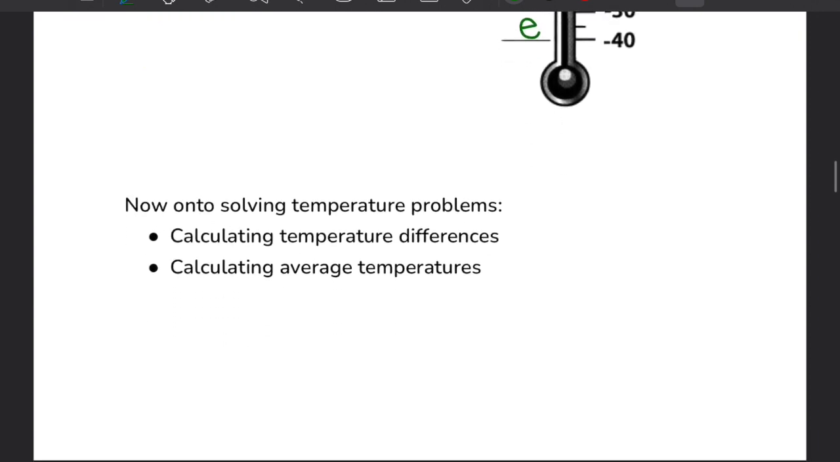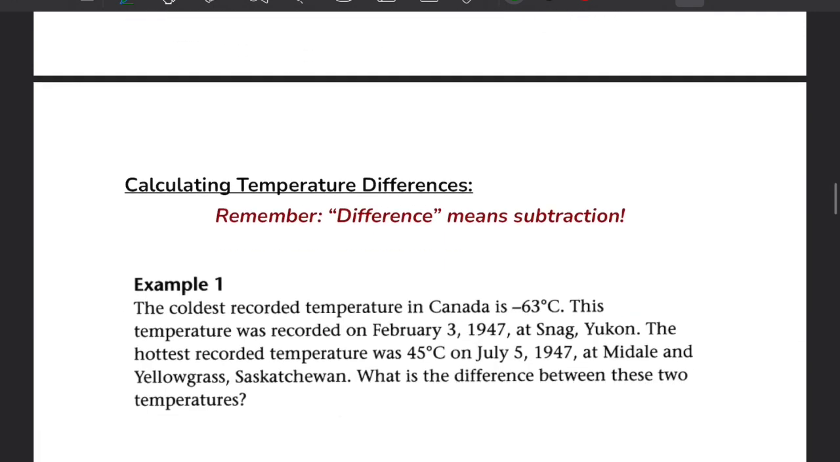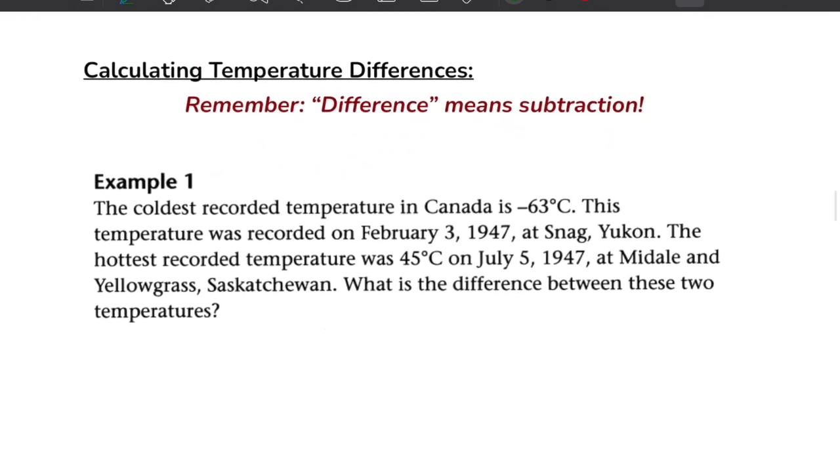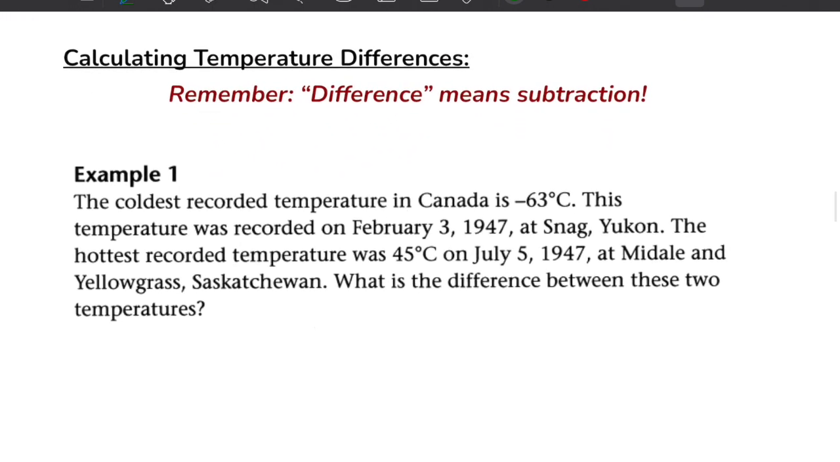So now we're going to move on to temperature problems, and we're going to focus on two types of problems. The first one is how to calculate temperature differences, and the second type of problem is how to calculate average temperatures. So let's start with the first example, calculating temperature differences. What I'd like you to remember is that the word difference is a key word in mathematics, and most of the time, usually it signifies subtraction. So wherever you see that word, if you're asked to calculate a difference, it means you will have to subtract.